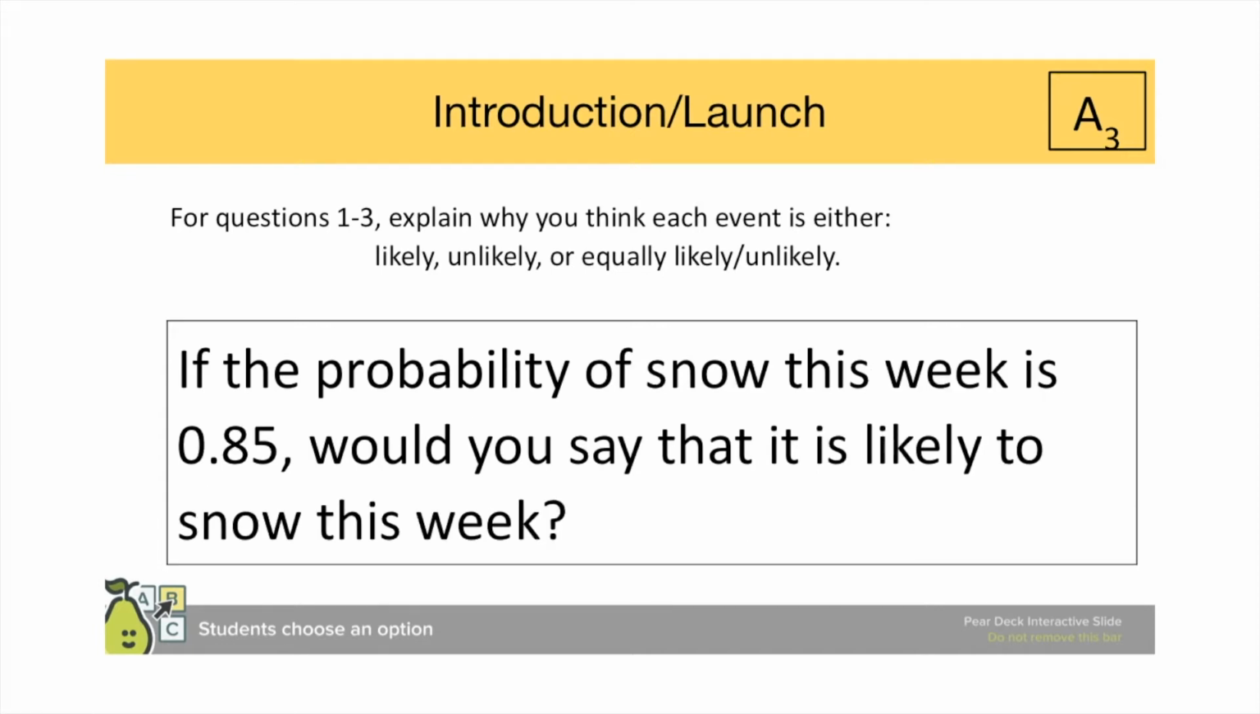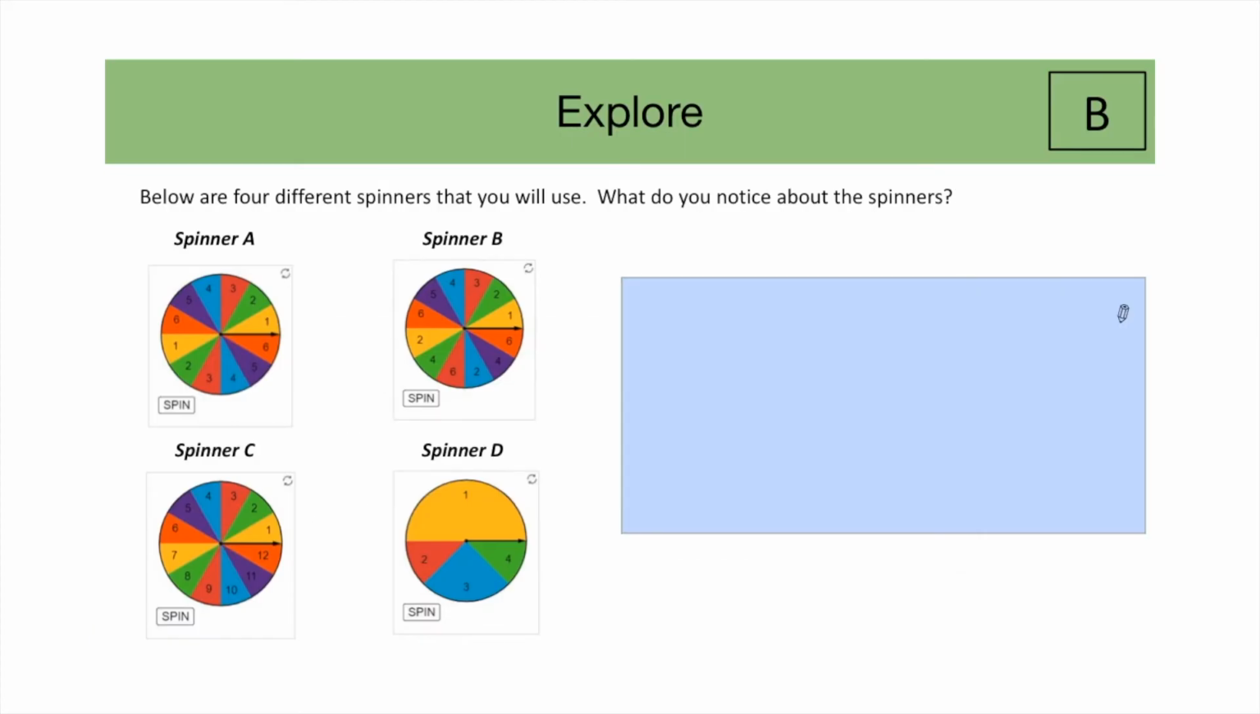Question 3 asks, if the probability of snow this week is 0.85 or 85 hundredths, would you say that it is likely to snow this week? Students should choose likely, but in the discussion piece, they can also argue that there is a 15% chance that it might not happen. For the Explore, students are going to be presented with the images of 4 different spinners that they're going to be using, and what do they notice about the spinners.